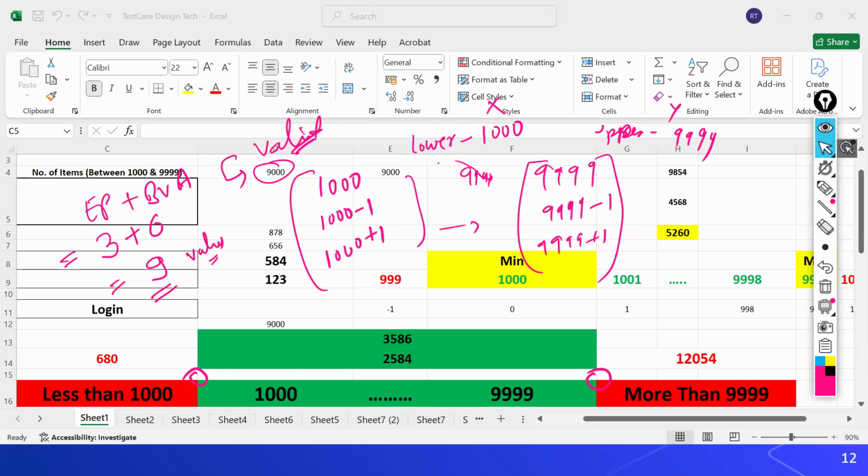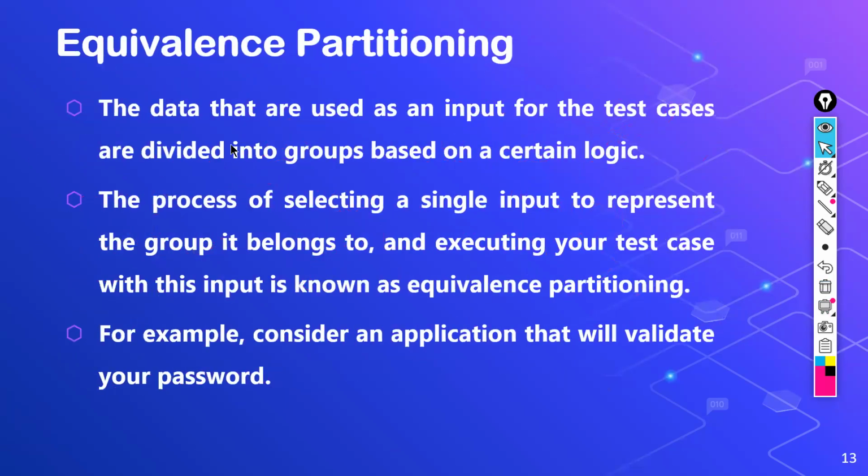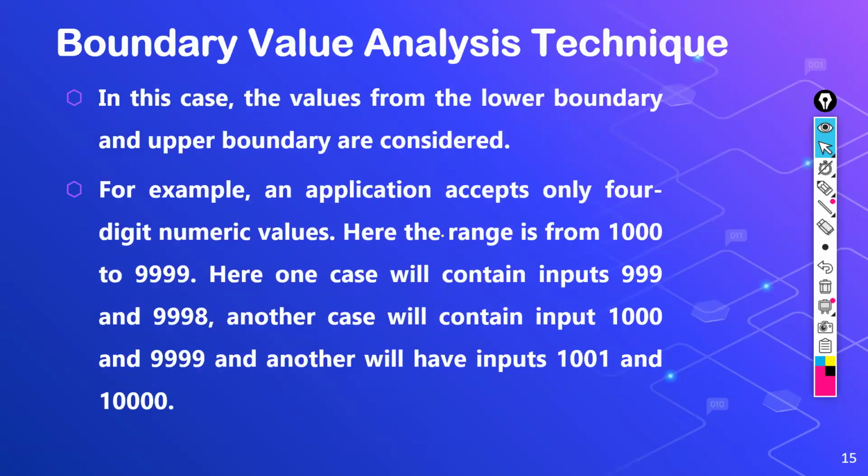Okay, so that's what is mentioned here as well. Equivalence partitioning is all about first creating those partitions by dividing into groups based on certain logic defined in your requirement, then picking up one input to represent the whole group and executing a test case with that input, representing everything. This is your equivalence partition. I have this example, which is fine. Then comes boundary value, which I told you about.